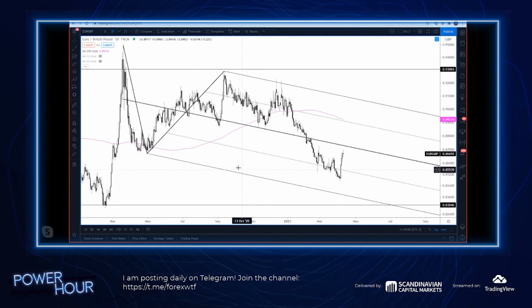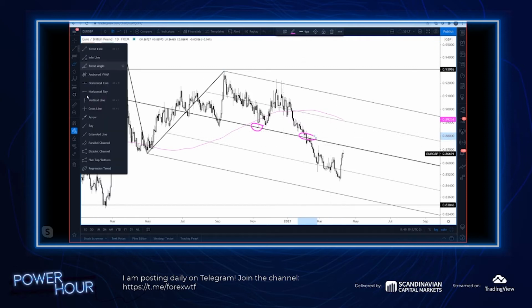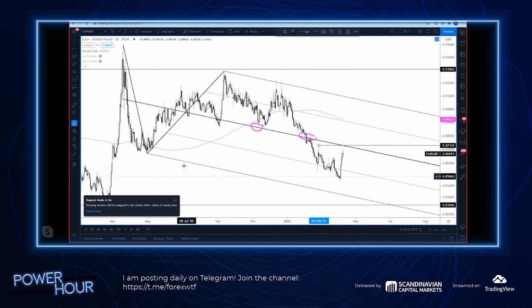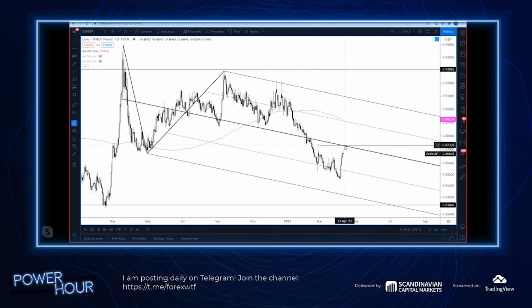And again, look at the center line here. Perfect. Beautiful action. So pay attention to that center line, which is going to be in line with this high. That's a decent level to pay attention to for a pullback. Right? That's going to be 87.30.